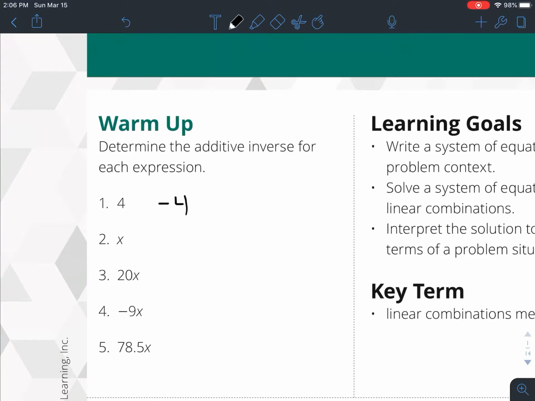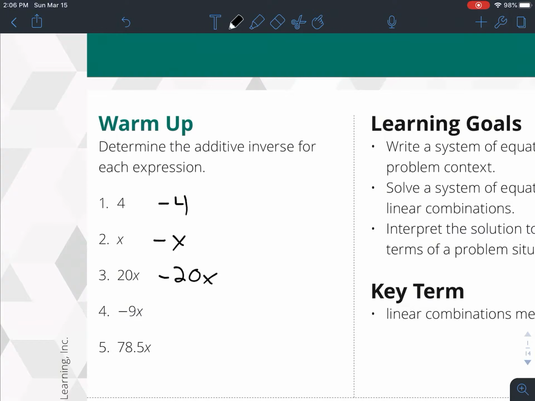You need to make sure you're writing this down because you will submit this, and this is what the grade I will be giving you is based on, for work completion as well as work habit score. If we look at number 2, the inverse of positive x would be -x. Number 3, inverse of 20x would be the opposite, which is -20x.